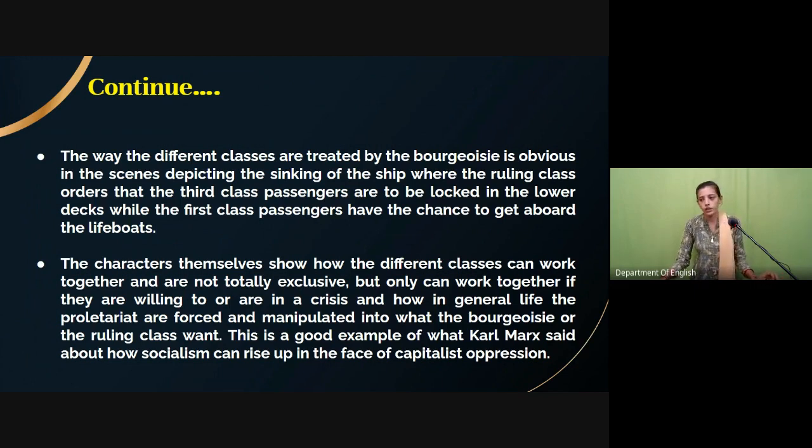The characters themselves show how the different classes can work together and are not totally exclusive, but they can only work together if they are willing to, or are in a crisis. And how in general life the proletariat are forced and manipulated into what the bourgeois, or the ruling class, want. This is a good example of what Karl Marx said about how socialism can rise up in the face of capitalist oppression.